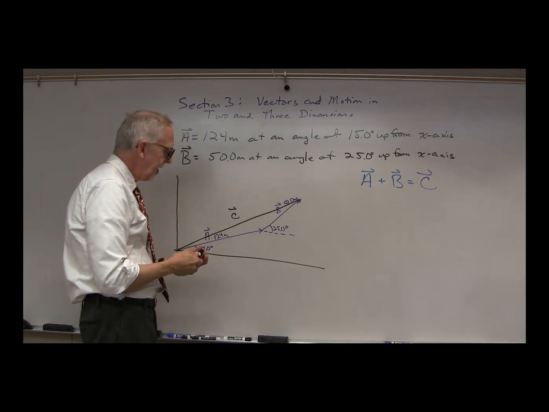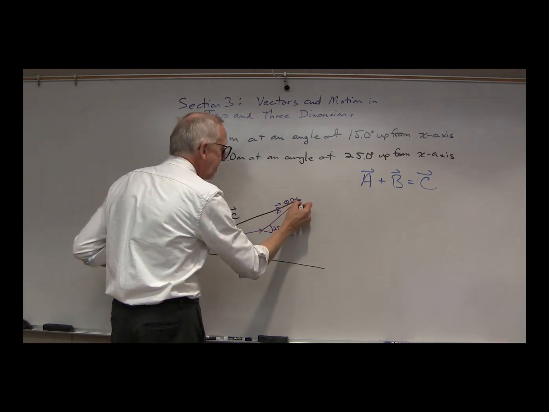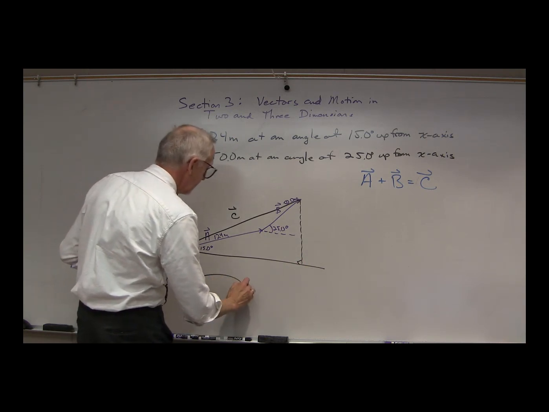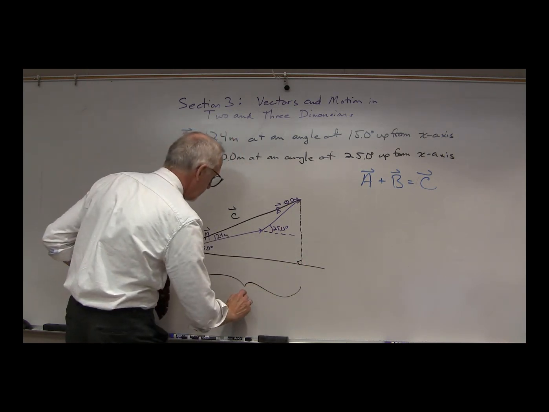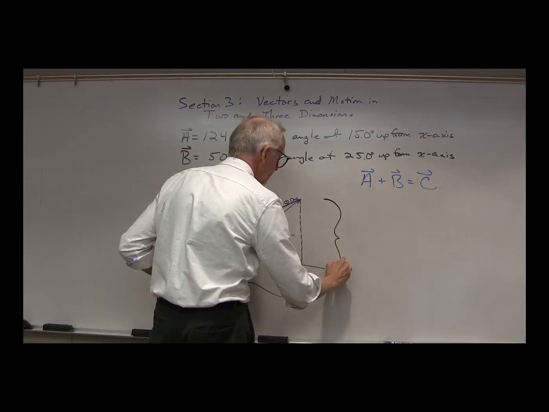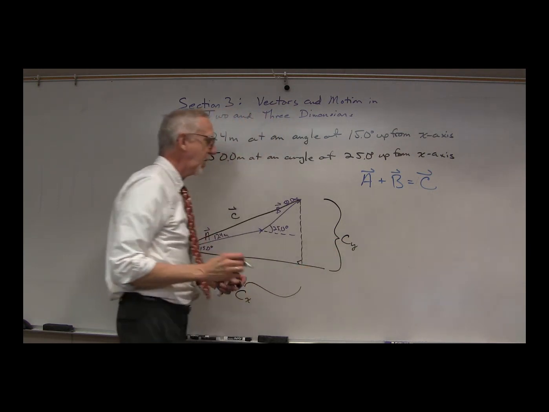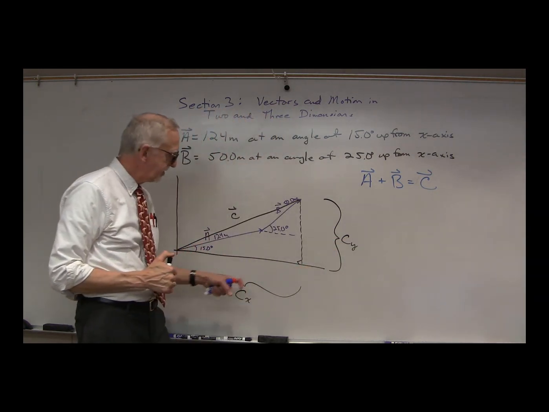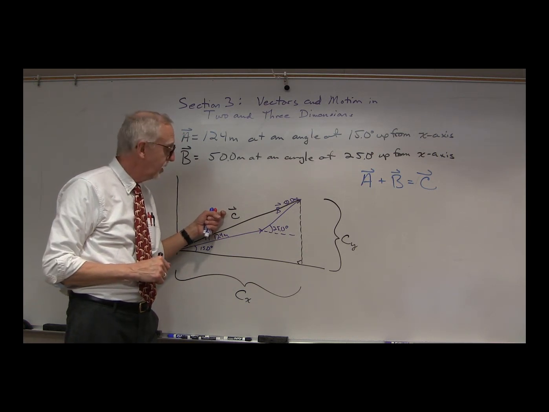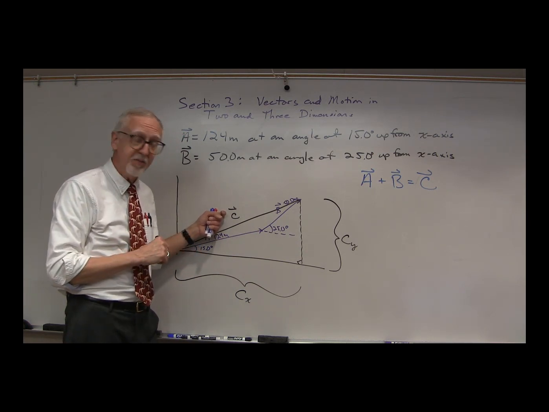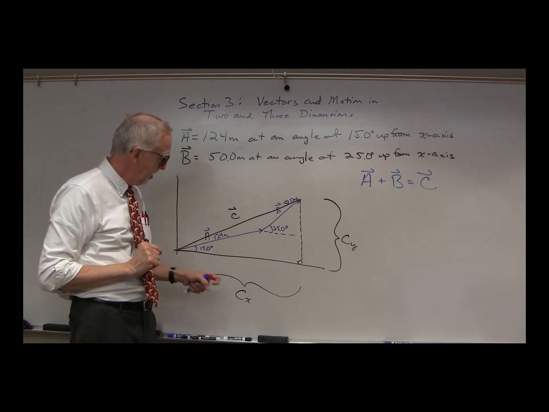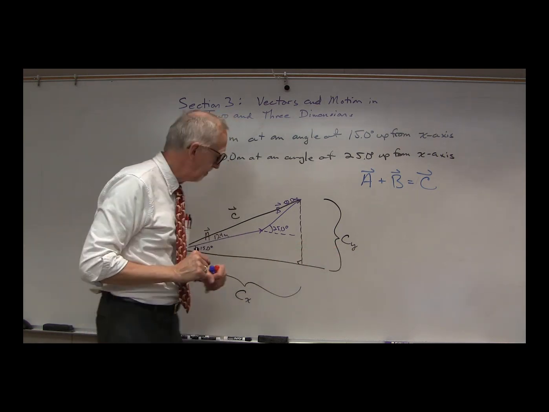If we could figure out what the components of C were, in other words, if we could figure out this length, which, like before, we would call C sub x, the x component of C, and this side, which would be C sub y, the y component of C. If we could figure out Cx and Cy, we could figure out what the magnitude and direction of C are, just like we did in the previous problem when we had the two perpendicular displacements. Well, how can we find Cx and Cy?